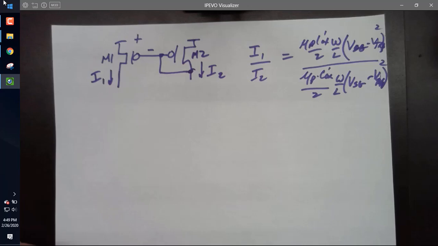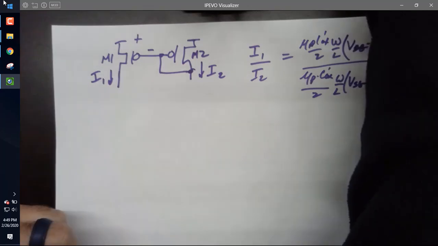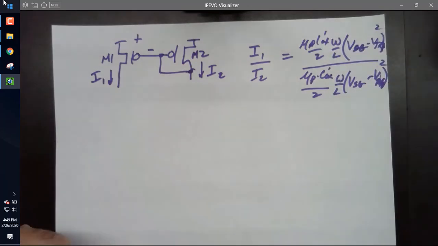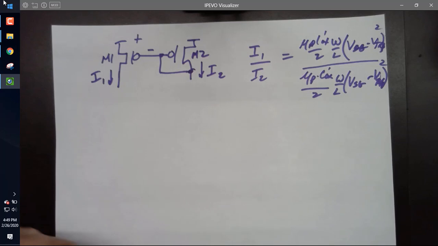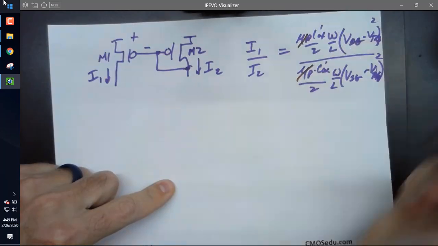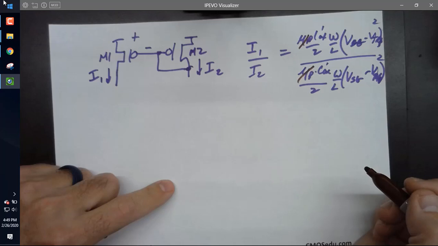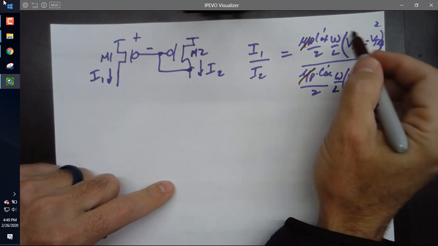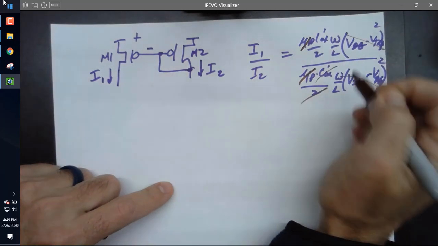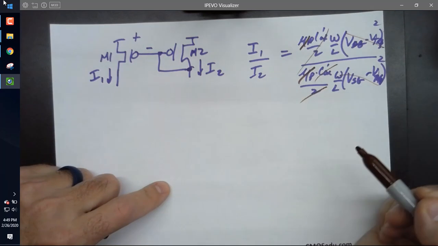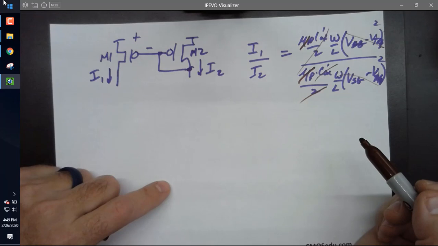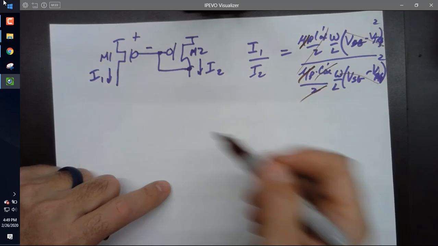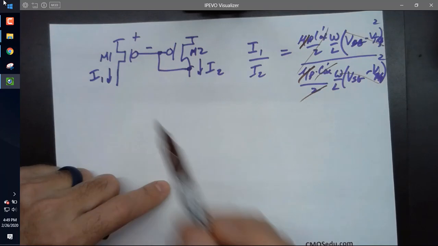Anyway, so what happens to mobility there? I just don't like people getting treated badly. What happens to the mobility as it changes with temperature? Who cares? Divides out. What happens to the VGS minus V threshold? Who cares? Divides out. Cox divides out, and all that's left is the ratio. All right, so you're telling me that with temperature, these don't change.